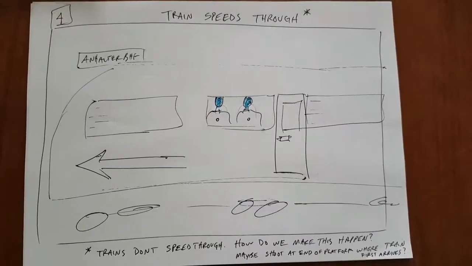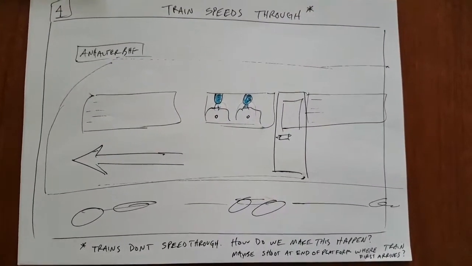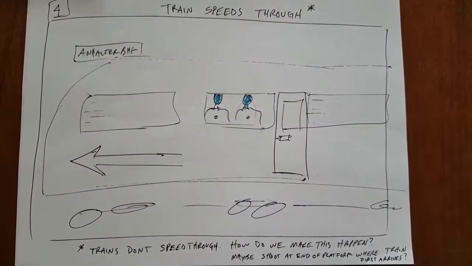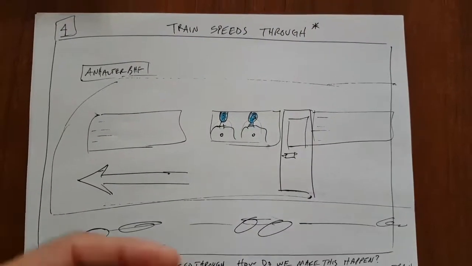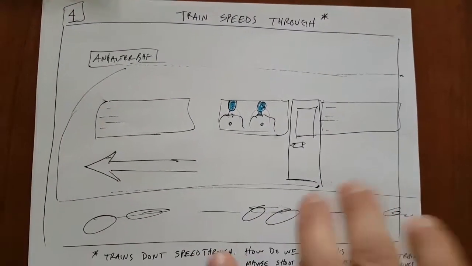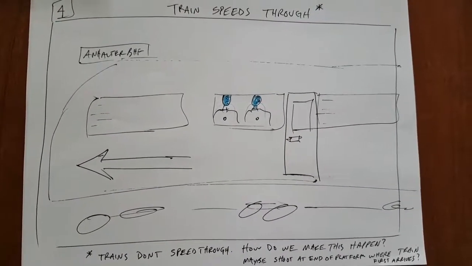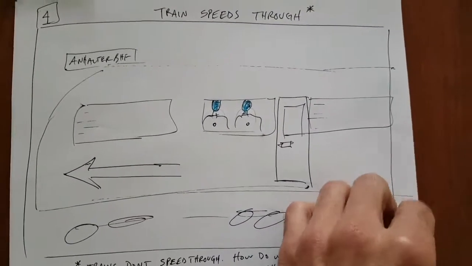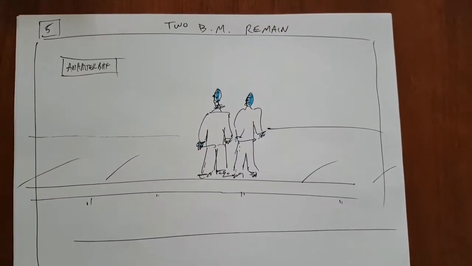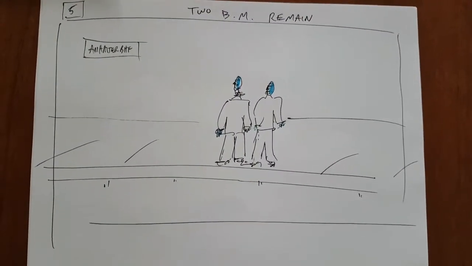The train speeds through. How do we do this? Because the trains don't tend to speed through Anhalter Bhf, so maybe we need to move the whole action down toward the end where the train first comes through, so you see a lot of speed. Of course, we can speed it up in post. The train speeds through, and there's two blue men left.